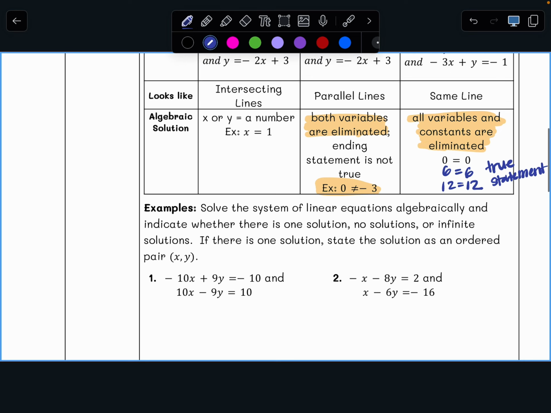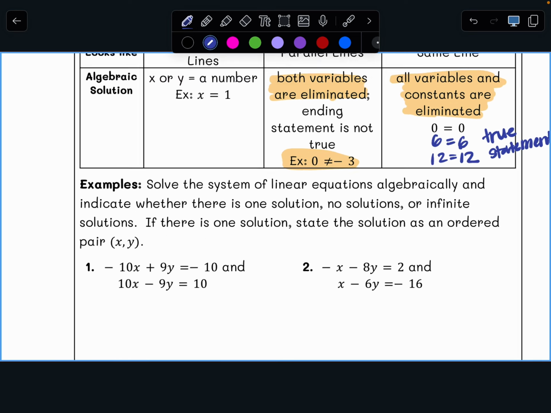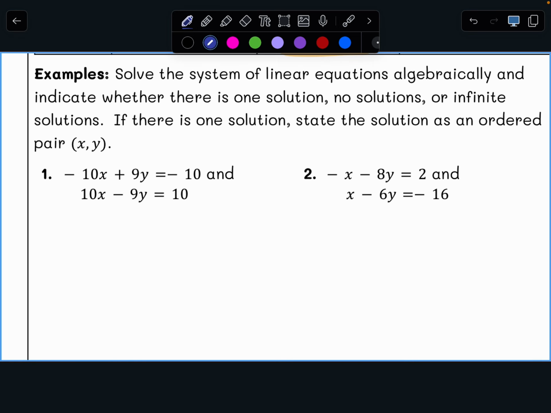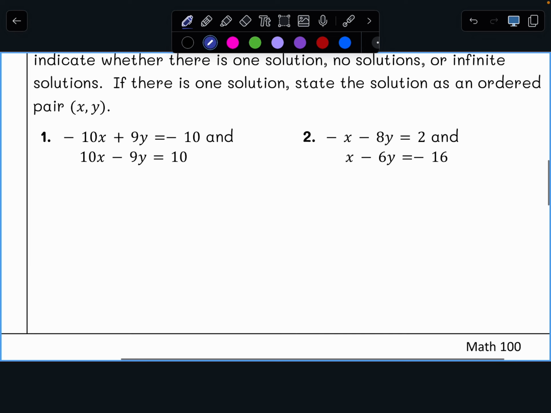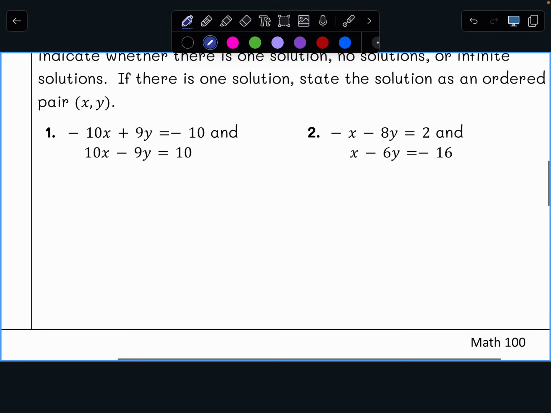So solving these algebraically, you need to be able to identify how many solutions there are. One solution, no solution, or infinite solutions. If there is one solution, you'll need to tell me what it is. So that's listing the ordered pair like we've been doing so far. So for each of these, we're going to figure out, should we use substitution or elimination, and figure out what the solution is, or identify if there's infinite or no solution.